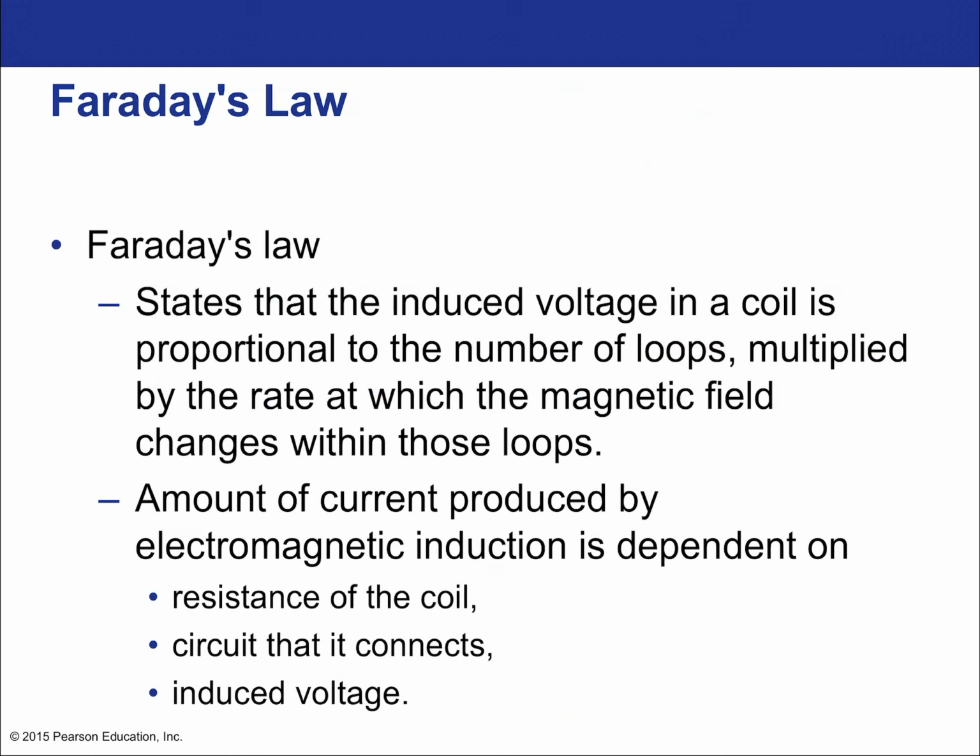Okay, good. So Faraday's law states that the induced voltage in a coil is proportional to the number of loops multiplied by the rate at which the magnetic field changes within those loops. Okay? The amount of current produced by electromagnetic induction is dependent on the resistance of the coil, the circuit that it connects to, and the induced voltage. All right? And that obviously ties in with Ohm's law.